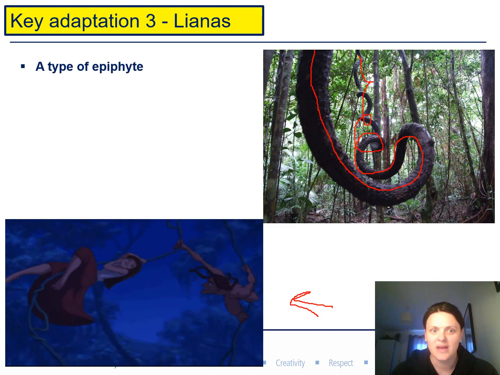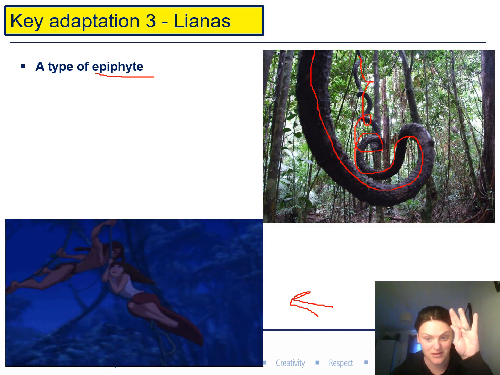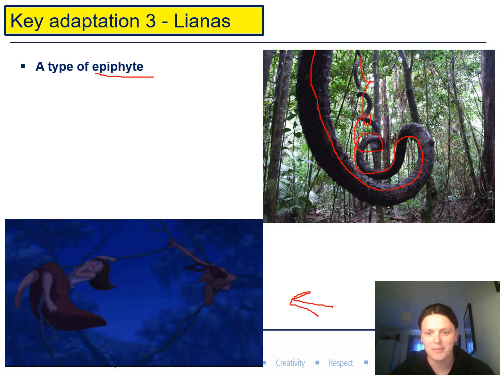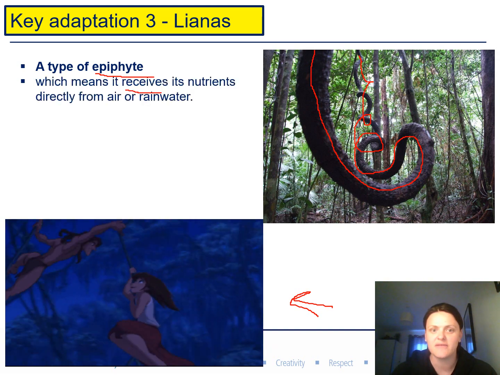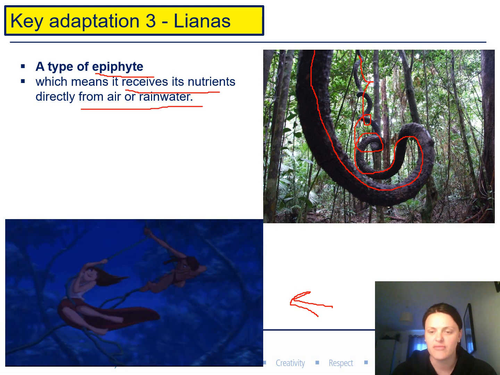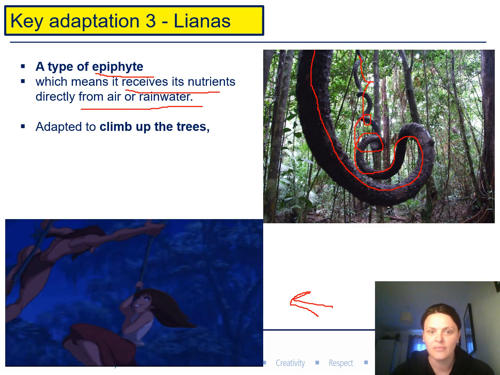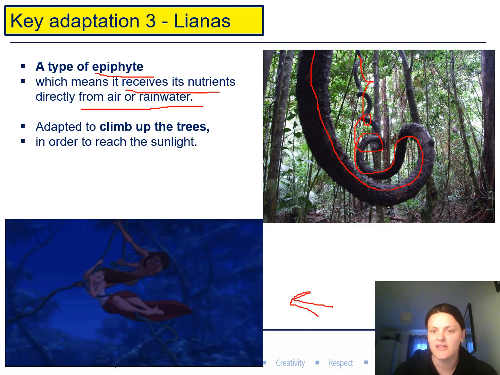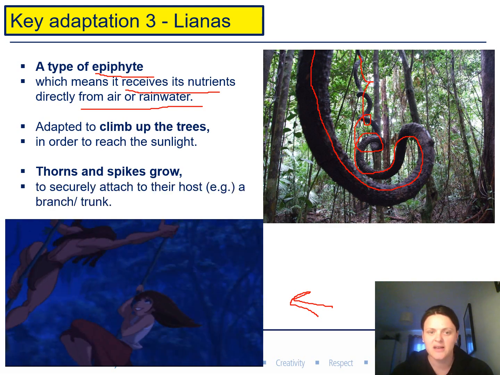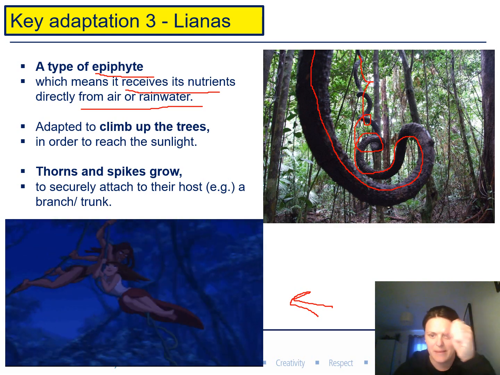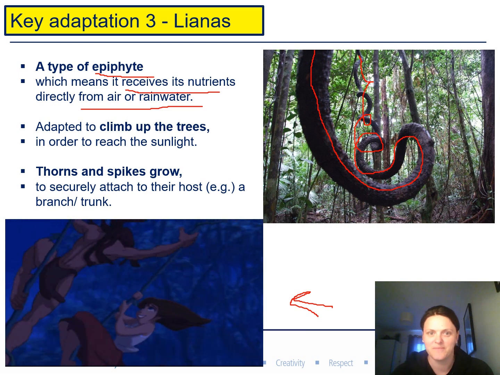So here, they're a type of what we call epiphyte, and that's a plant that can climb. Okay, an epiphyte is a plant that can climb up other things. And this means it can receive nutrients directly from the air and rainwater, so it doesn't actually have to have roots in the ground. There you are, it can climb up trees, and this is to reach the sunlight. It also has thorns and spikes. Okay, and this means that they can then grab on to whatever they're growing up. There you go.